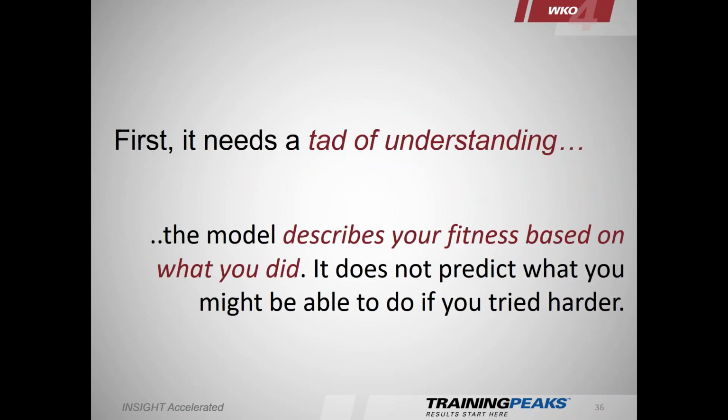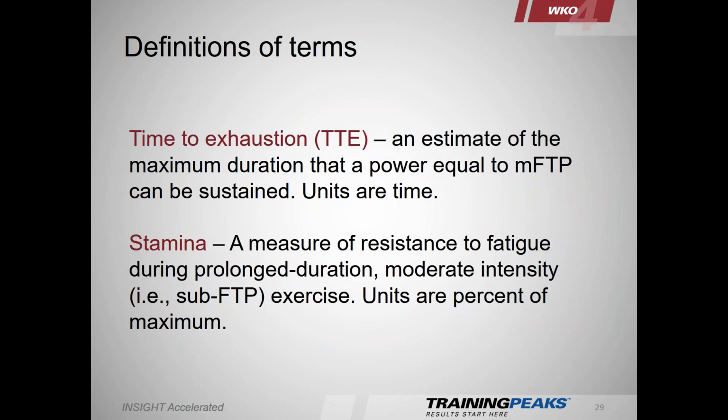The reality is for stamina, the terms are in here. Stamina basically is a measurement of resistance to fatigue during prolonged duration, moderate intensity exercise. The units are a percent of maximum. Just think about it this way. After you go an hour or more, you start dropping off. You have some fatigue coming in, which has a degradation rate of performance. So if your stamina is 77%, if you had never had any fatigue, you would be 100%. So that 77% is giving us a quantification of the drop off. It gives you insight in how you resist fatigue in that prolonged duration, moderate intensity.